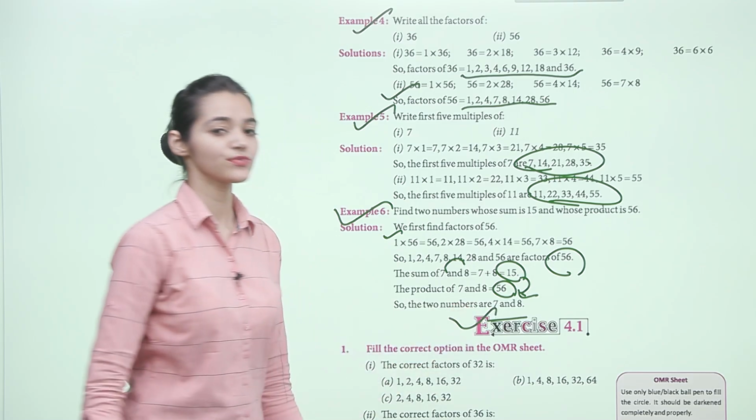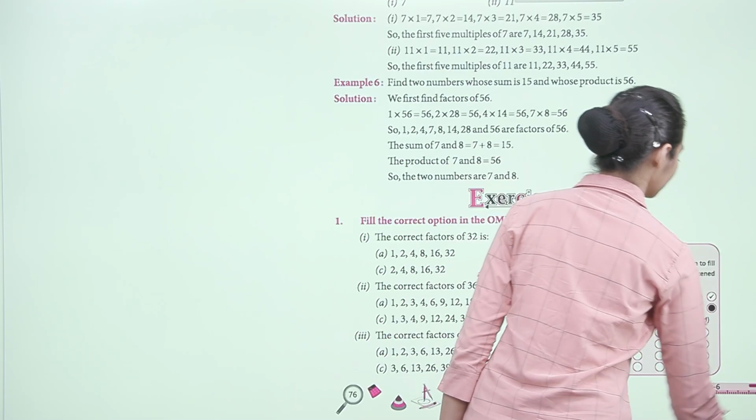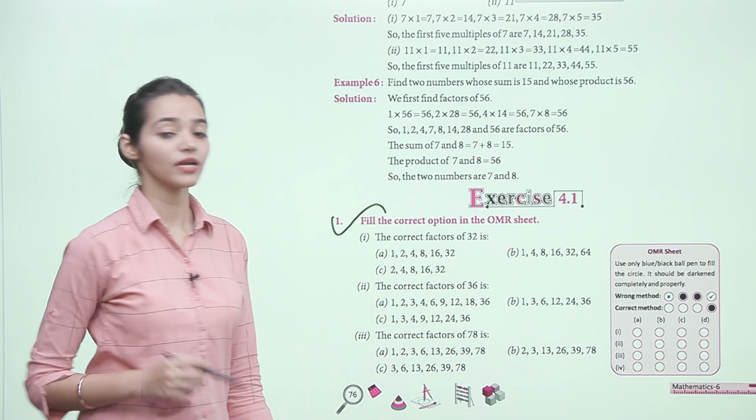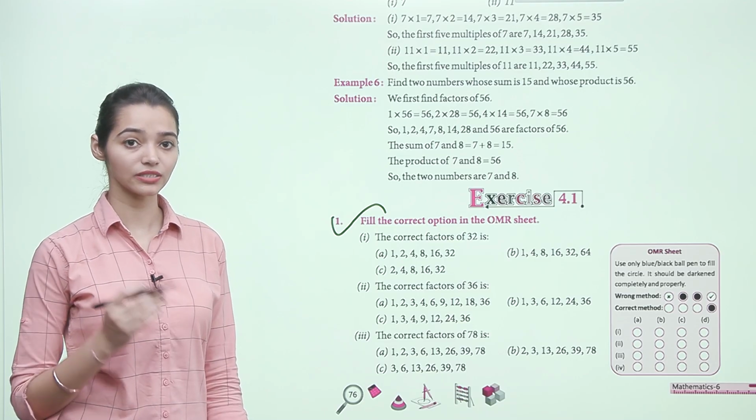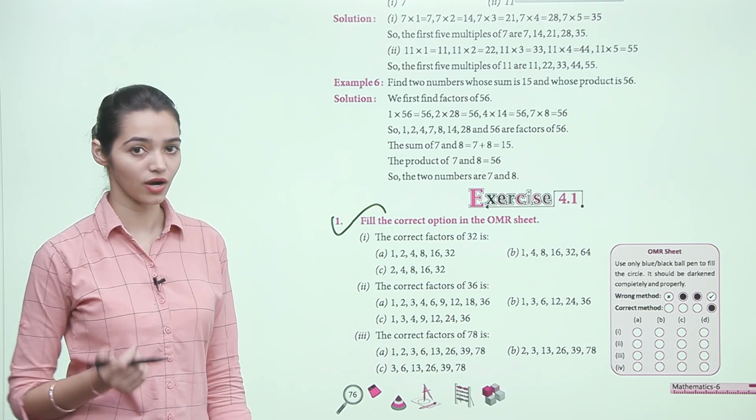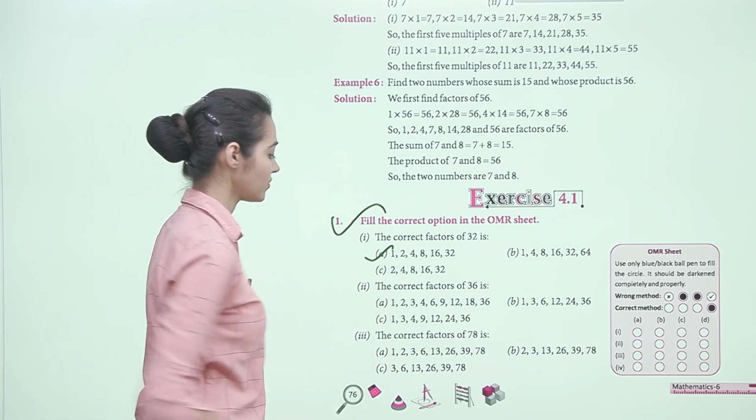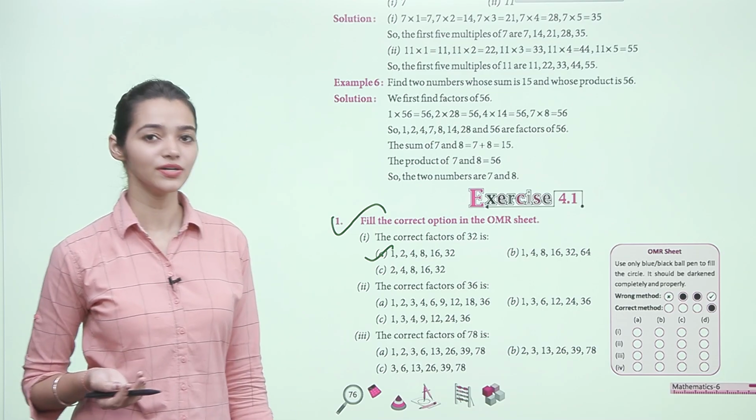Now let's start with exercise 4.1. In the first one, we have to fill in the correct option in the OMR sheet. The correct factors of 32 are... That is the first part. That's how you can complete the remaining part.